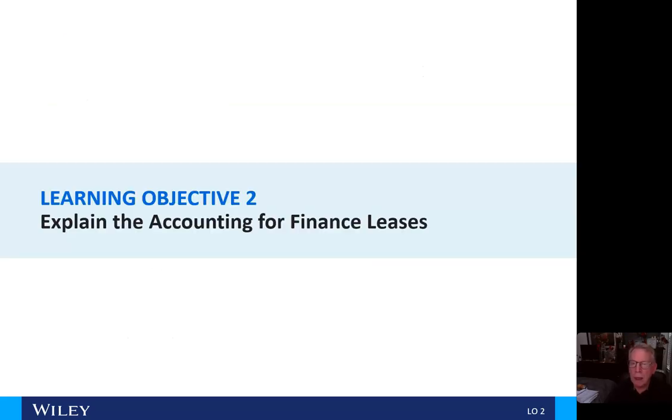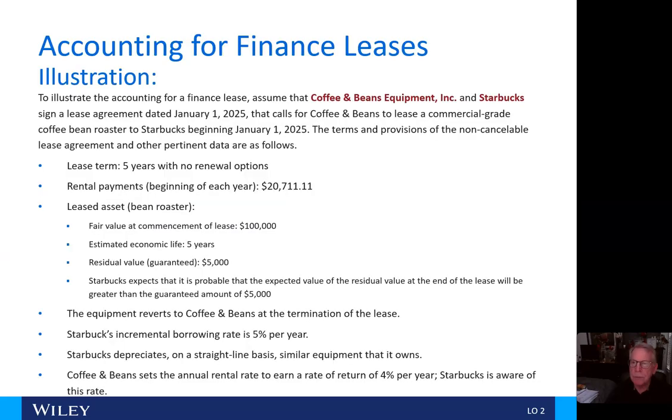Okay, now we'll take a look at explaining the accounting for financing or finance leases. Here's an illustration. I think we will stop the video at this time, and when we return, we'll take a look at this illustration, assuming coffee and beans equipment and Starbucks.